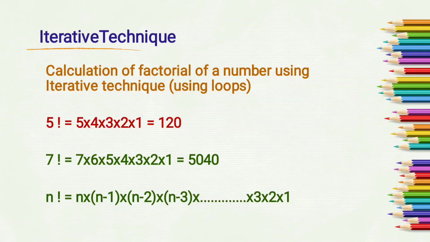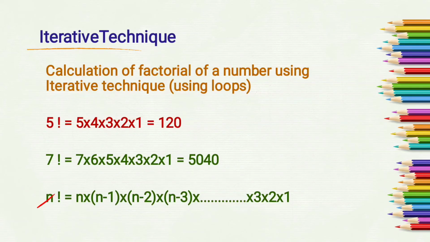So first we see how the iterative technique works. Here I am taking the example of calculation of the factorial of a number using the iterative technique, that means using loops. Suppose we want to calculate the factorial of 5, then how do we calculate it? First we write 5 into 4 into 3 into 2 into 1, which equals 120. If I want to calculate the factorial of 7, then I have to calculate 7 into 6 into 5 into 4 into 3 into 2 into 1, which equals 5040. Similarly, if the number is n, then how can we calculate?